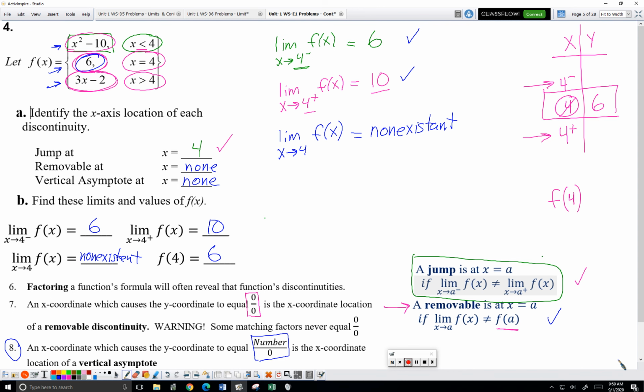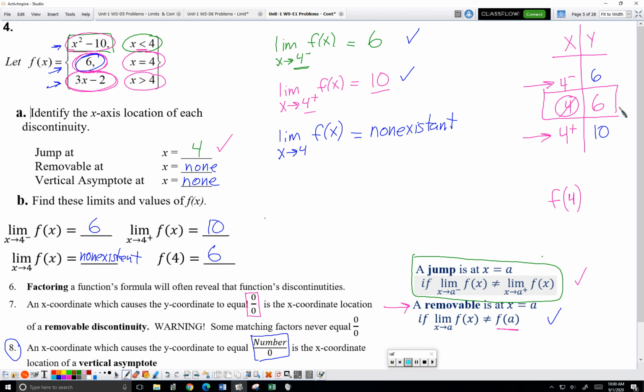Oh, so it's like that thing you have up there, where there's 4 minus and 4 plus. Uh-huh. And if they all equal the same thing, then that's the third box in your notes. The function's continuous. If these two are different, jump. If these two are the same, but this one's different, removable. That's what the definitions are telling you.